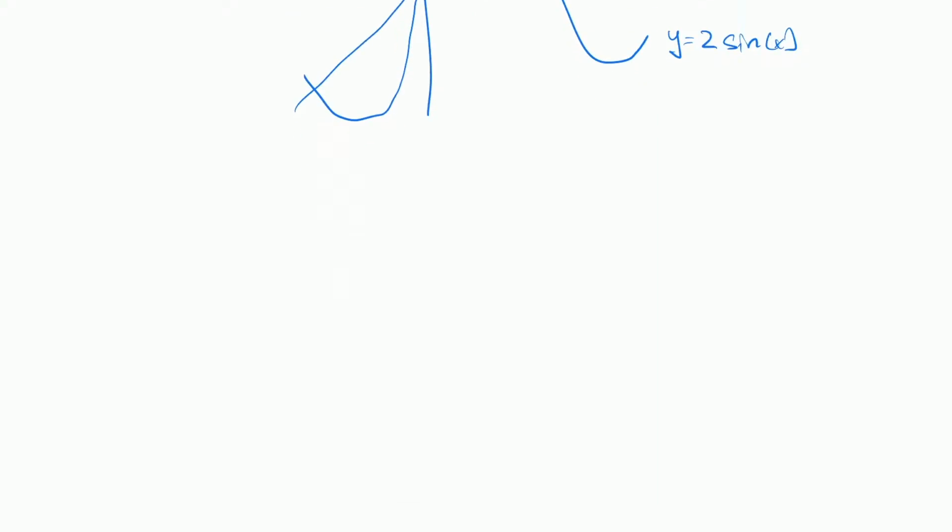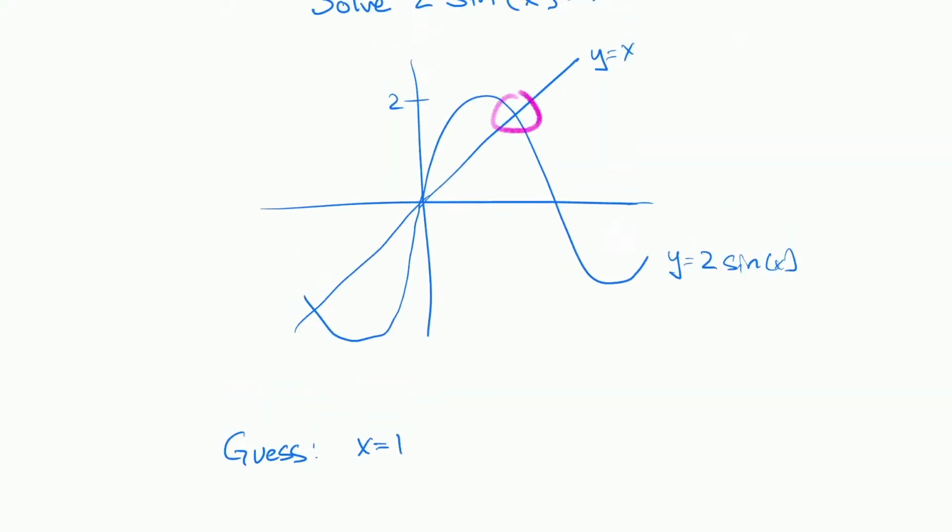So here's the way this works: number one is you make a guess. My guess is going to be x equals 1. Seems like a reasonable guess. It's somewhere over there. It's before you get to pi, because pi is right here. You might argue it's probably beyond that, maybe 1.5, maybe 2. Doesn't matter. I'm going to start with 1.